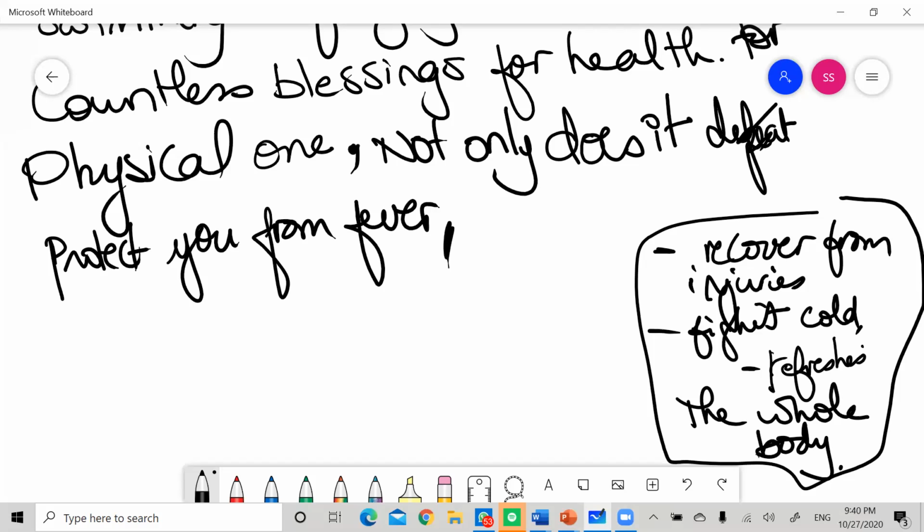How can I join the other one? But also help you recover from injuries. But also what? What is another word for recover? I could say survive, get better, or heal or cure, maybe. Can I say survive? No. It doesn't fit here because survive means to stay alive.